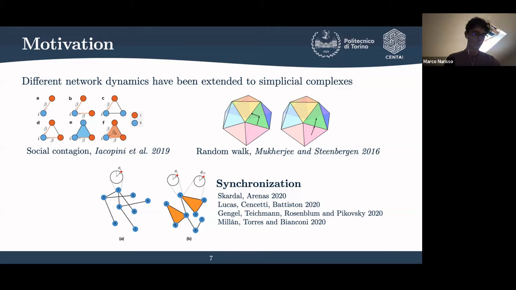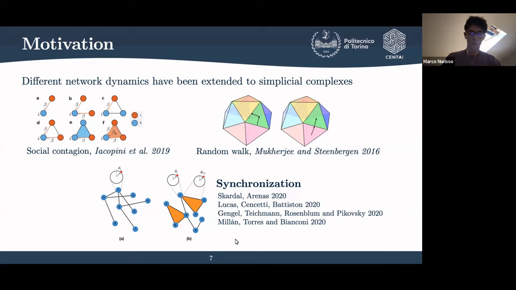And just for synchronization, there are different solutions which can lift the synchronization dynamics from networks to hypergraphs or simplicial complexes. In this talk, I'm going to focus on one particular one of these solutions, which is the one by Millan, Torres, and Bianconi from 2020.